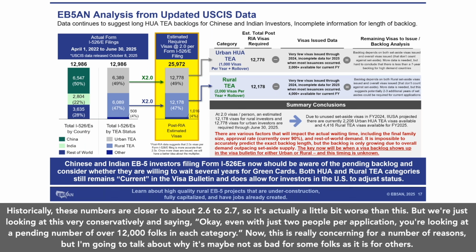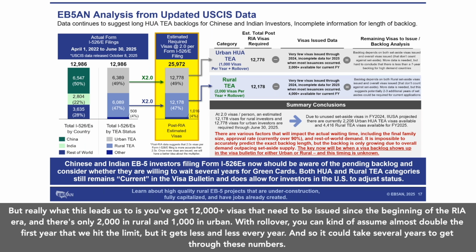Historically, these numbers are closer to about 2.6 to 2.7. So it's actually a little bit worse than this, but we're just looking at this very conservatively and saying, okay, even with just 2 people per application, you're looking at a pending number of over 12,000 folks in each category. Now, this is really concerning for a number of reasons, but I'm going to talk about why it's maybe not as bad for some folks as it is for others.